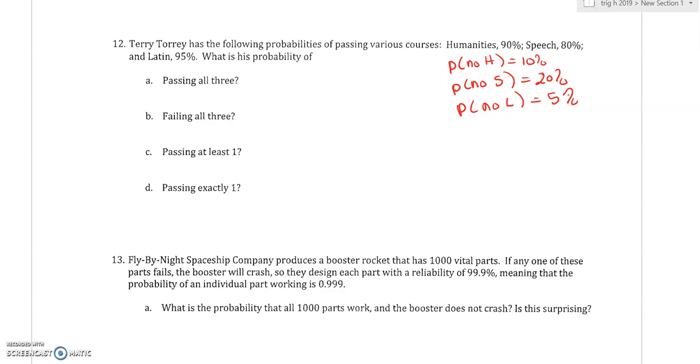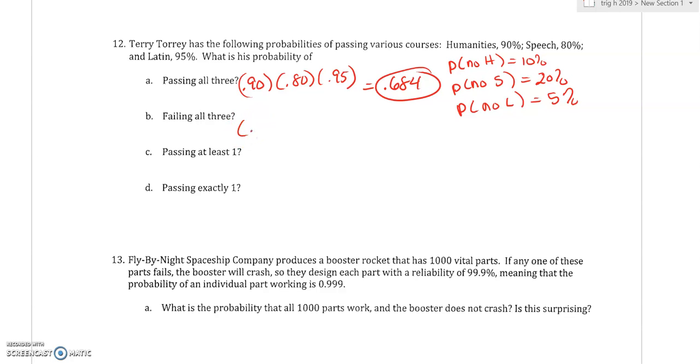So here goes. What is the probability of pass, pass, and pass? So that would be pass the first one, and pass the second one, and pass the third one. Again, you can leave it just like that if you want, or you can multiply it out. There we go. What about failing all three?